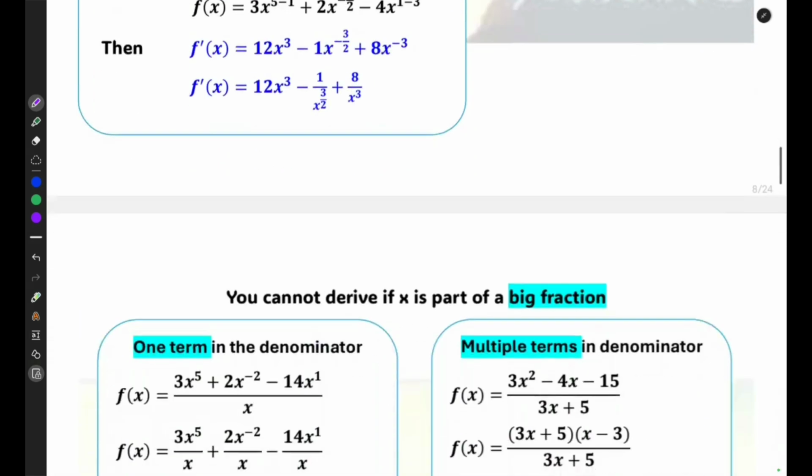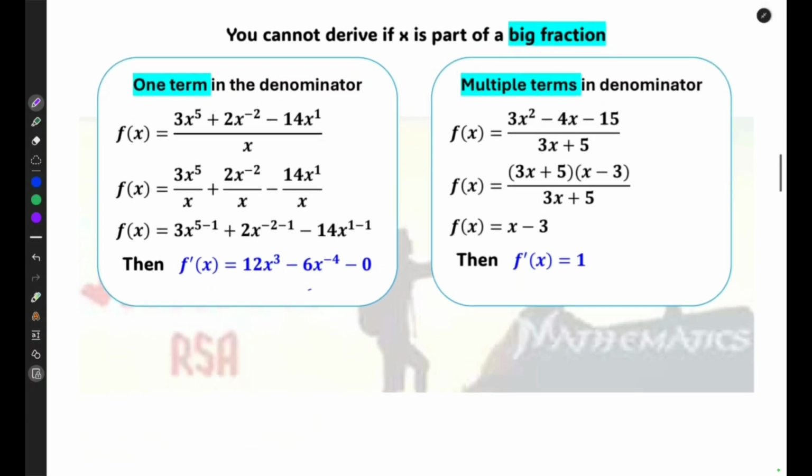There's 2 more. So it can also not be part of a big fraction. So the one on the left has 1 term in the denominator. Please be very, very vigilant and look for these things. So if it is a big fraction with 1 term at the bottom, I just split this into 3 separate fractions and then take up x in each case, and then I can do the derivative. The one on the right is a bit more tricky because now I can't just take up the whole thing or put a bracket around and take up. So if there are multiple terms, normally a binomial at the bottom, I need to factorize, and then always the denominator would cancel out with one of the brackets. And then it's actually a very easy derivative sum.